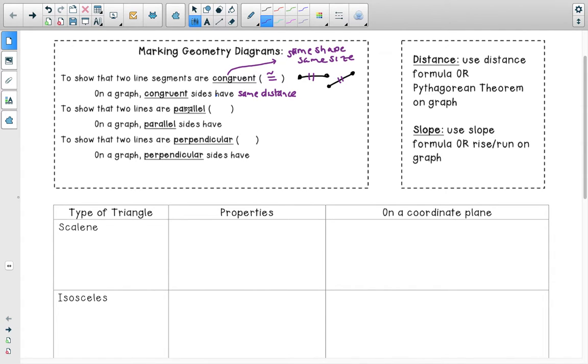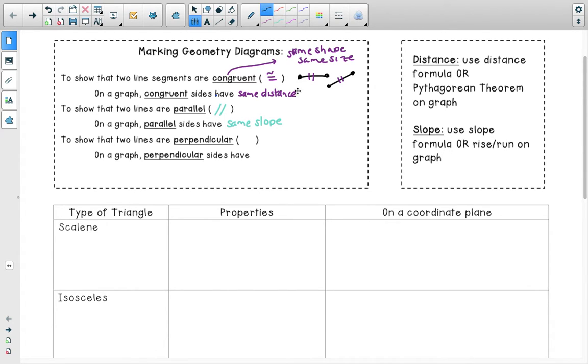To show that two lines are parallel, the symbol for parallel is two lines looking like this, where they're not touching. On a graph, the parallel sides have the same slope. They have the same slope but different y-intercepts. So to show slope, we're going to use the slope formula, which is change in y over change in x, or rise over run on a graph. So again, change in y over change in x.